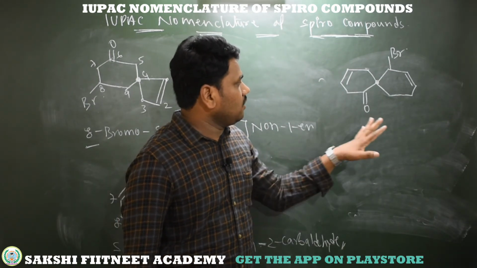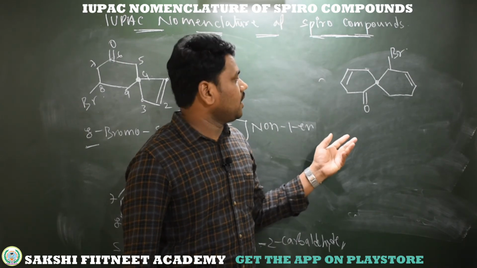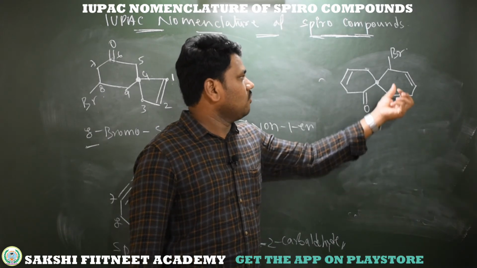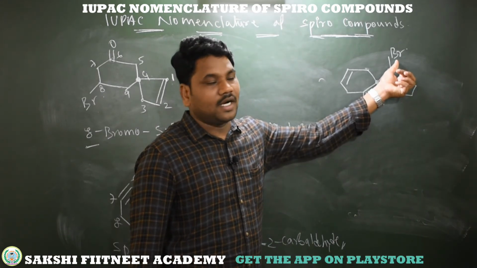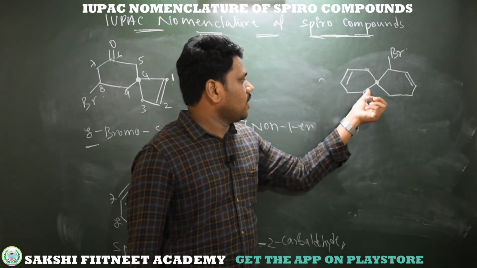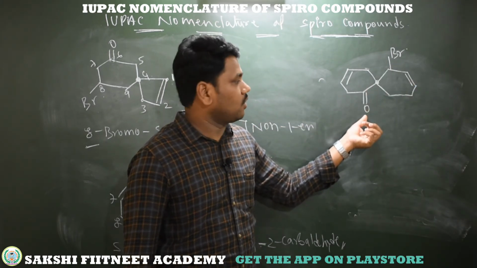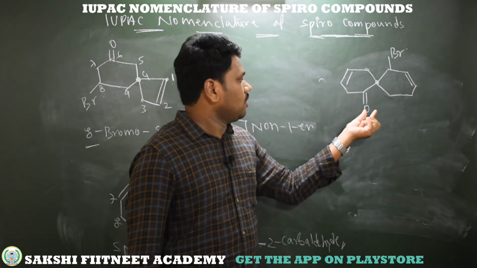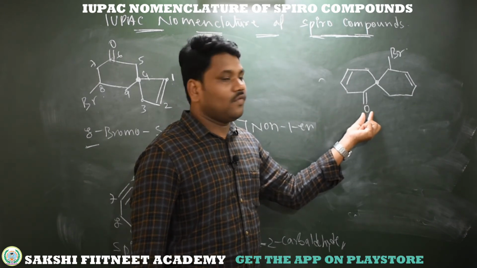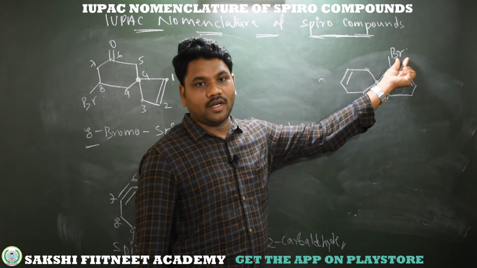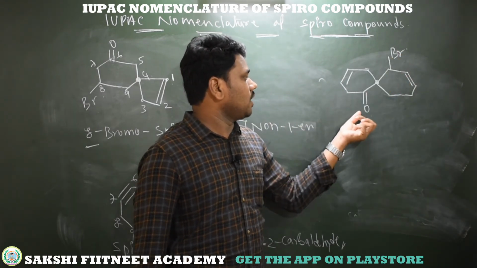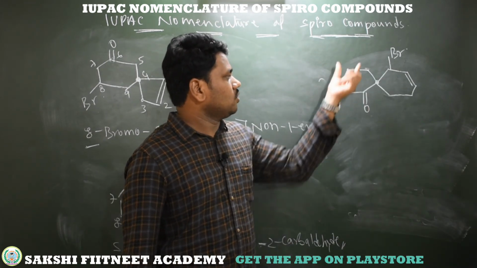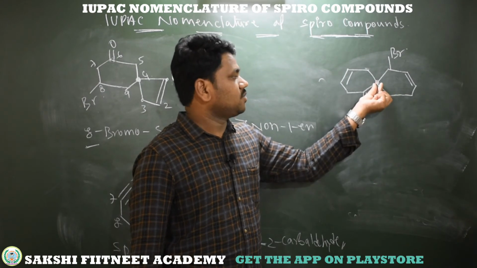So the numbering can start from either ring, but now I go by functional group priority. In this ring we have a bromine substituent, and in this ring we have a ketone functional group. So the competition is between bromine and ketone; the double bonds are equal. What is the priority order between bromine and ketone? Ketone has more priority than bromine. So I must start numbering from this ring, then go to the second ring through the spiro carbon.